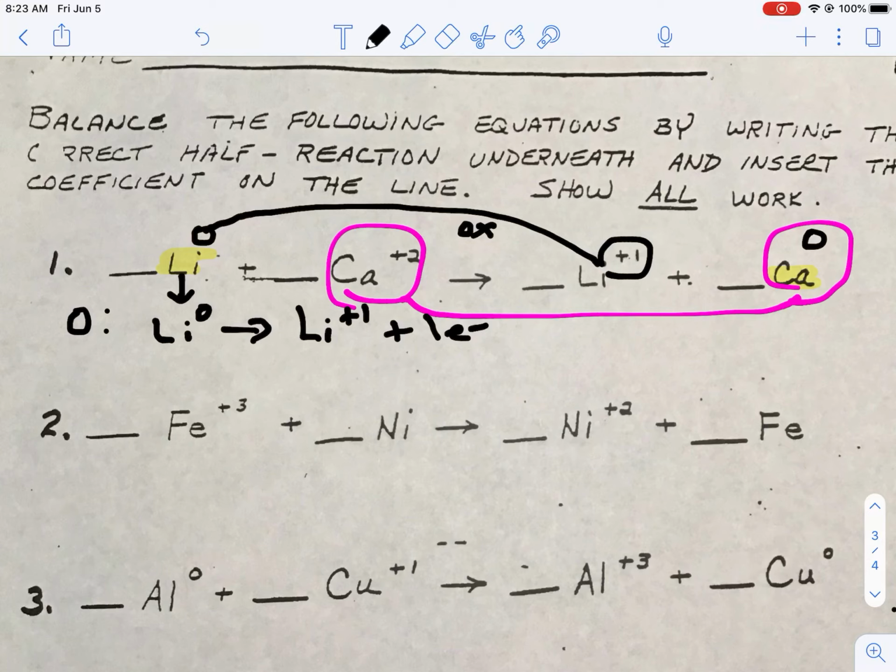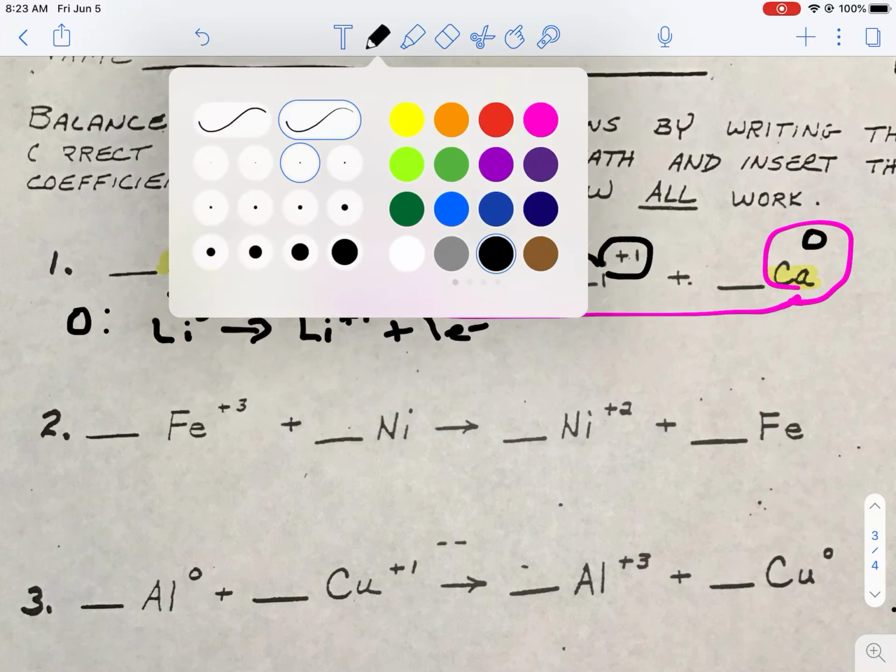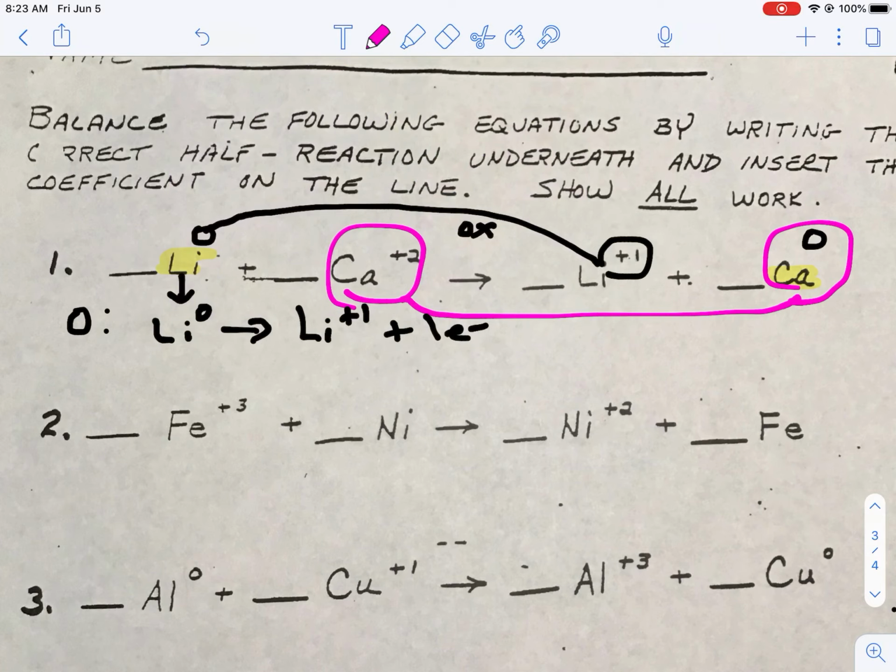So keep that in mind, guys. We've already worked on these before when we looked at what a metal was going to do and what a non-metal traditionally does with electrons. So keep that in mind. We've already looked at this issue. This is not a new issue. So now I'm going to take a look at what calcium did. I see calcium right here on the left-hand side as a positive 2. It's going to gain 2 electrons, and then it's going to become calcium 0.